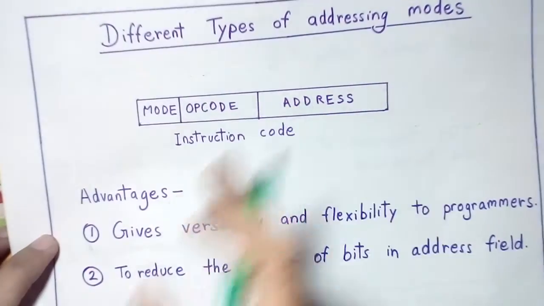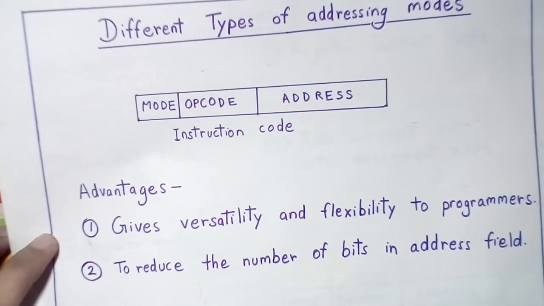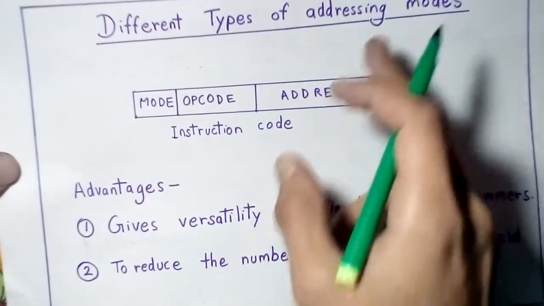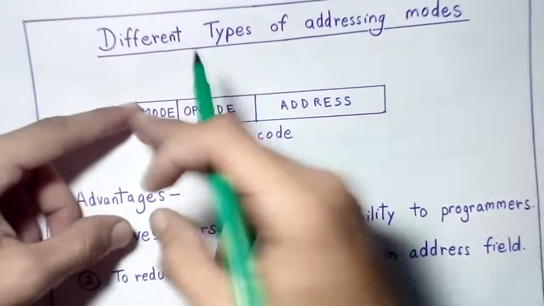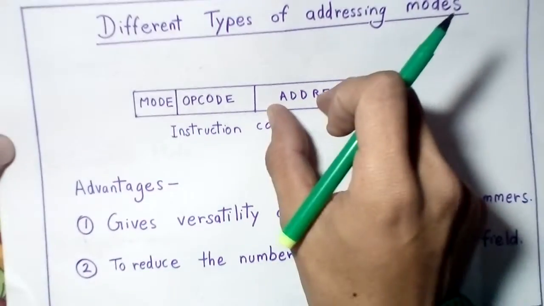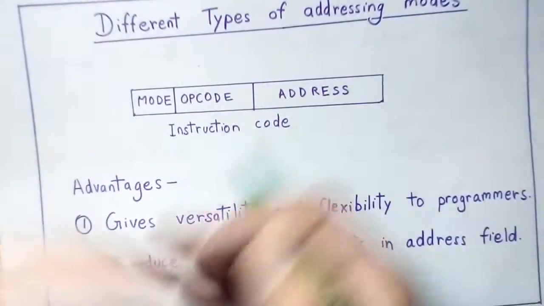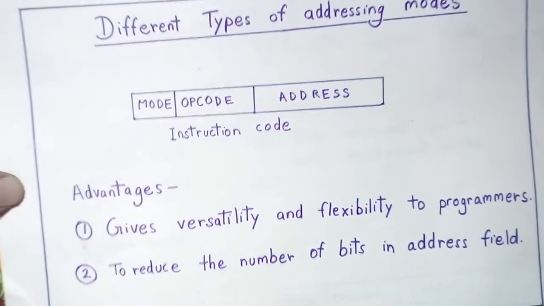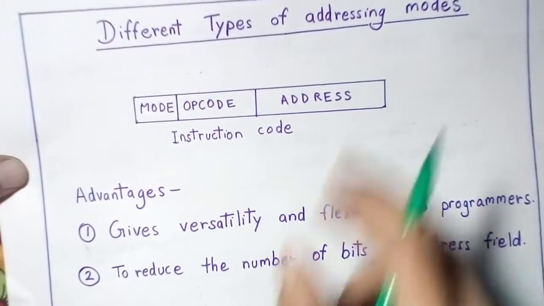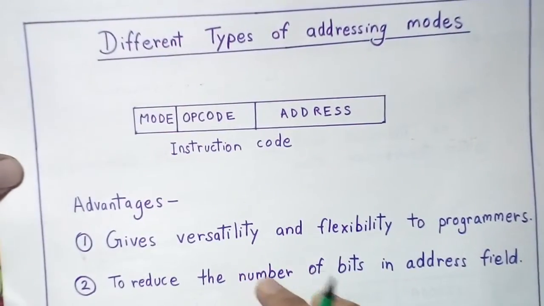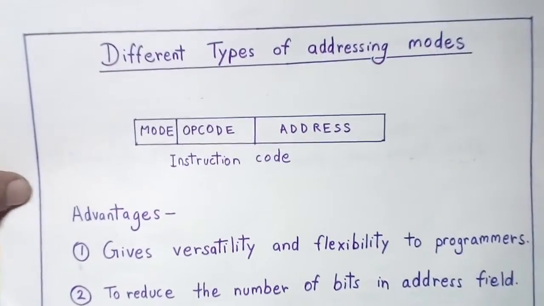One more advantage is that it reduces the number of bits in the address field, which means if we use a different mode, we may be able to perform the exact same operation with fewer bits. So these two are the main advantages of using different addressing modes. Now let's look at the different types of addressing modes one by one.